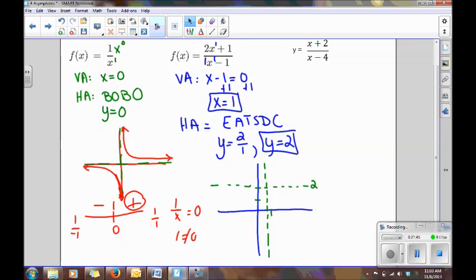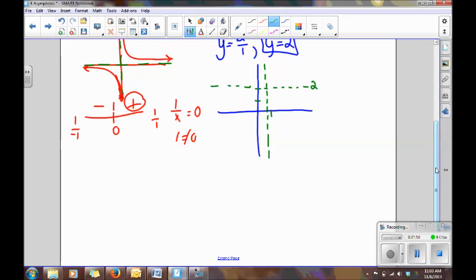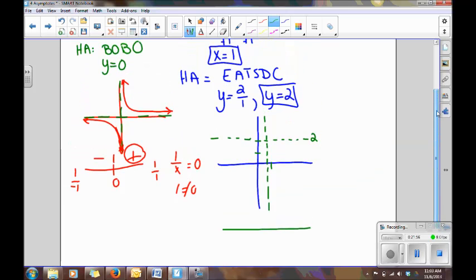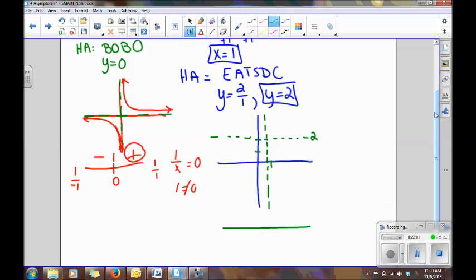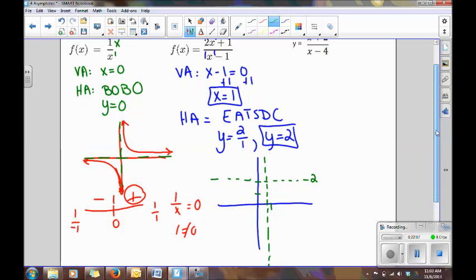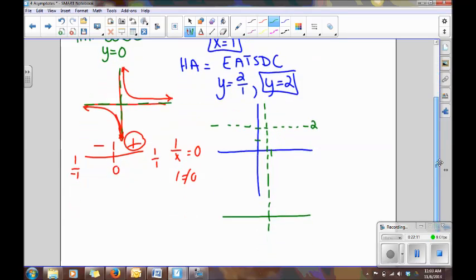And then we need to do sign analysis of our function. We're going to look for any zeros, and we're also going to put our vertical asymptotes into that function. So we know we have a vertical asymptote at 1. We're going to use a dashed line to represent that. To find the zero, we're going to make the numerator equal to 0. So 2x plus 1 is equal to 0.